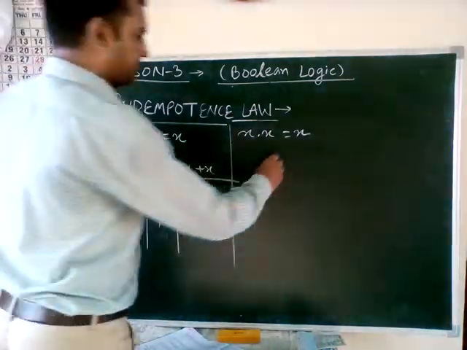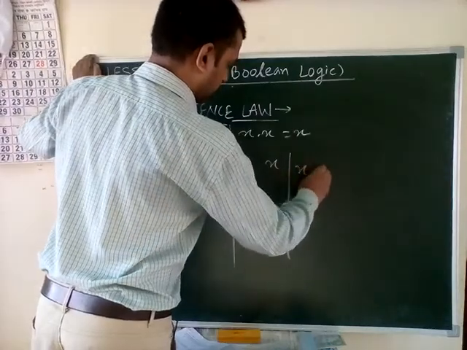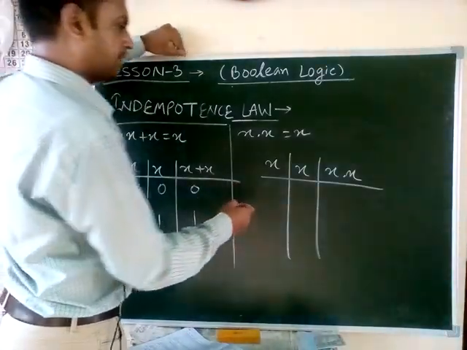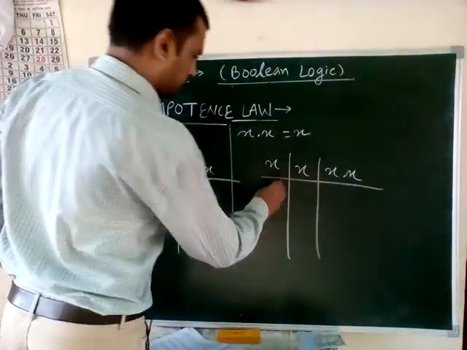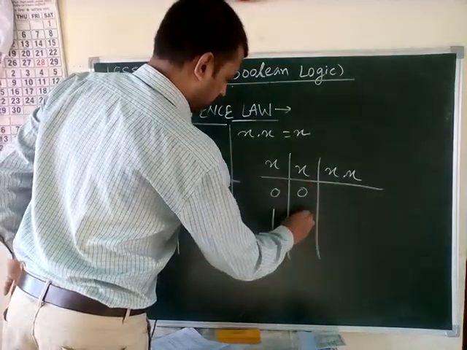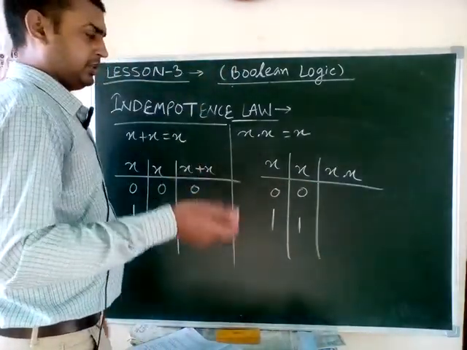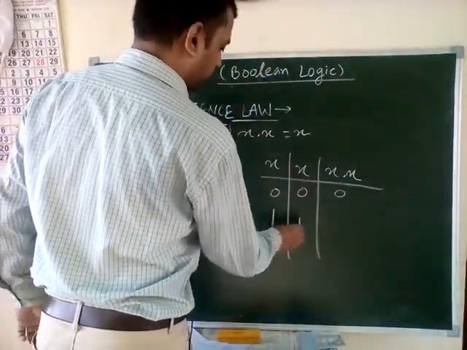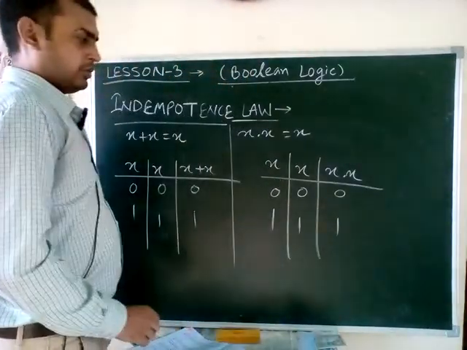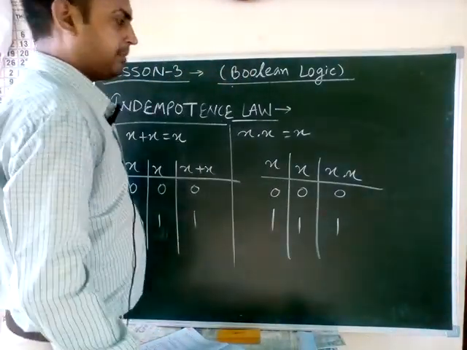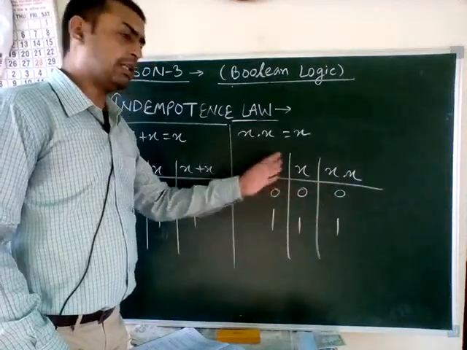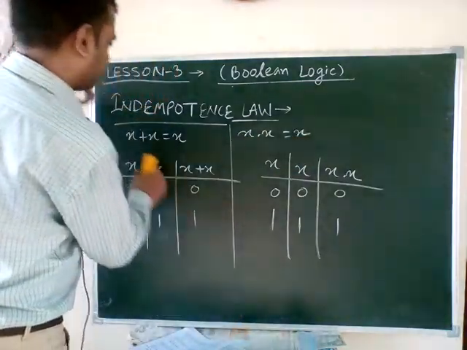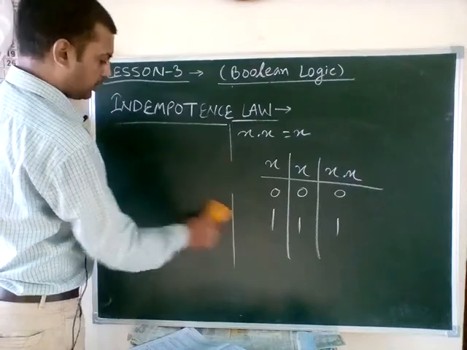In the second one, x dot x, you can see only one variable is there. So what are the possible conditions? Possible conditions are 0 and 1. Now if any 0 is there, then you have to give 0. So two zeros, then 0. If 1 is there, then you have to give 1. Now you can see, if we have multiplied the numbers, then also it is equal to a single x. That's why we have written x dot x is equal to x. Like the same, this is the idempotence law. You have to remember this.